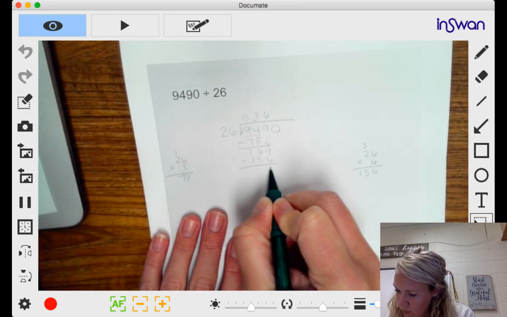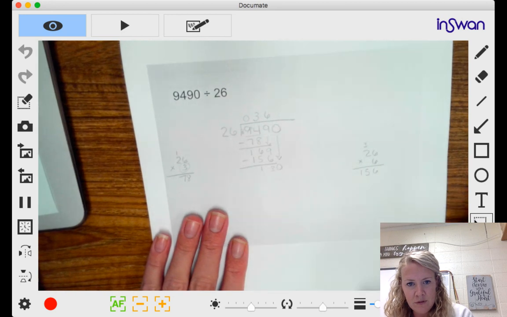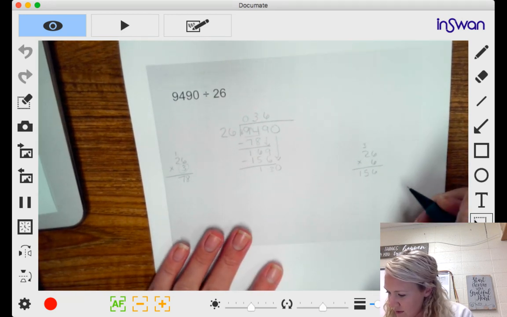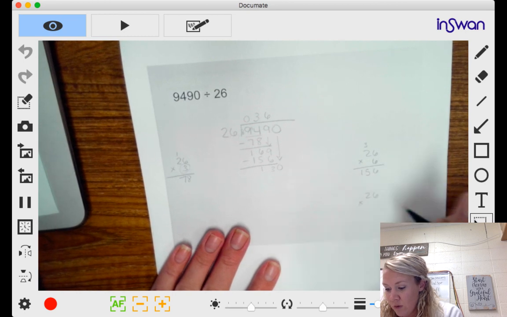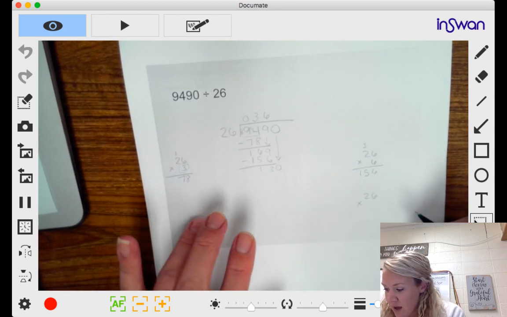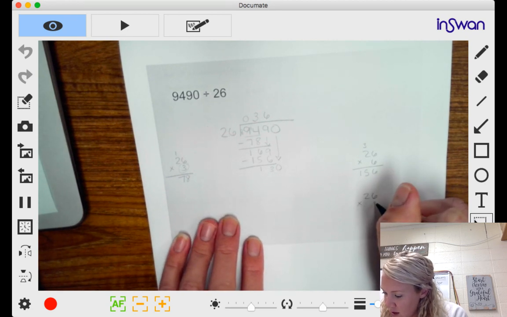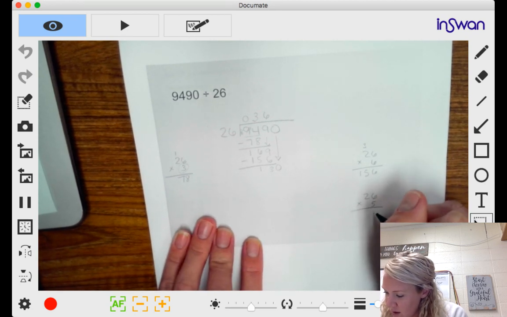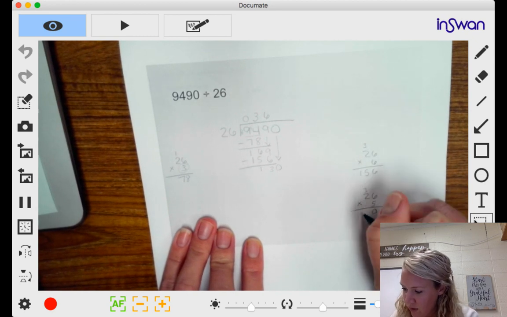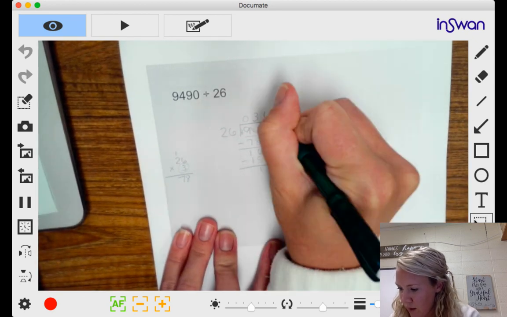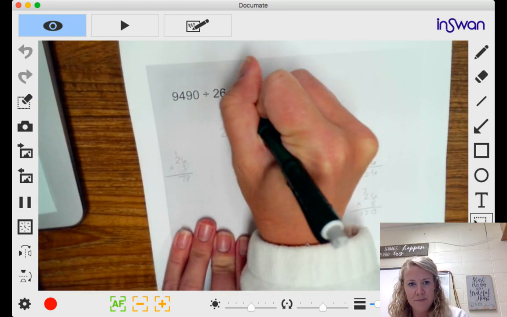And I have one more value to bring down. So 130, so 26, so 25, 50, 75, 100, 125. So it looks like I can maybe get 5. So 5 times 6 is 30, 5 times 2 is 10, 130. Oh, look at that, it works perfectly. I have nothing left over. That means I must have done my problem right. And I get an answer of 365.